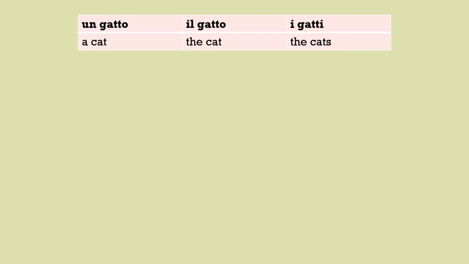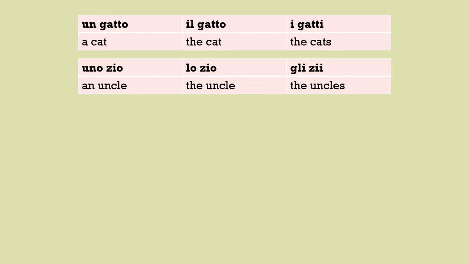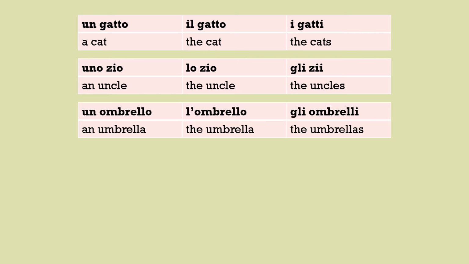Let's go over the nouns from earlier with their articles. Un gatto, a cat. Il gatto, the cat. I gatti, the cats. Uno zio, an uncle. Lo zio, the uncle. Gli zii, the uncles. Un ombrello, an umbrella. L'ombrello, the umbrella.